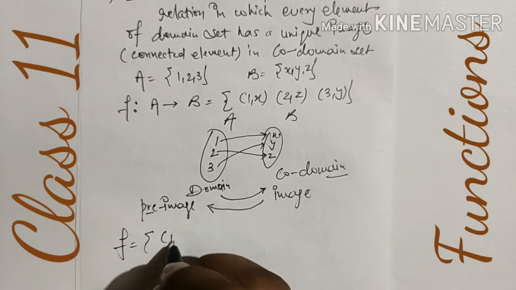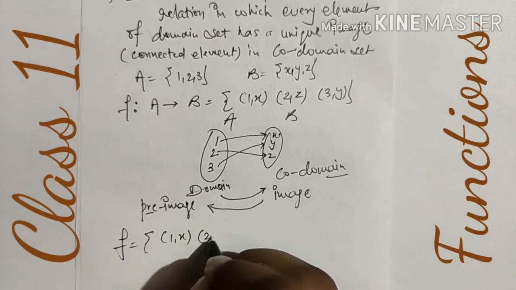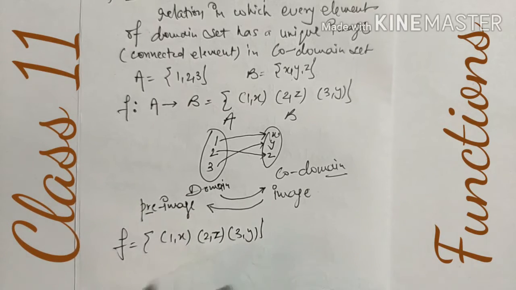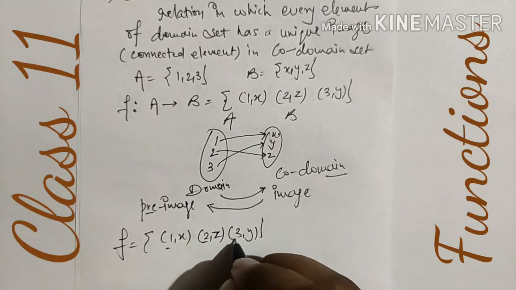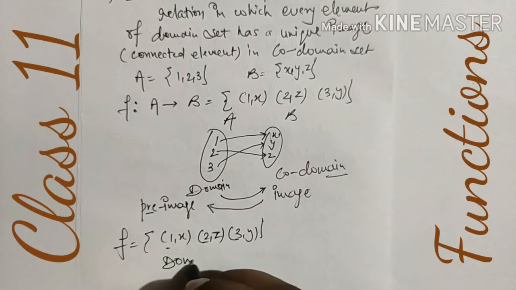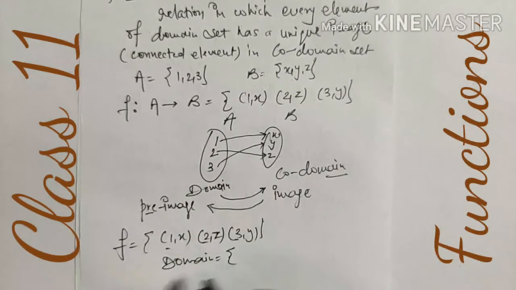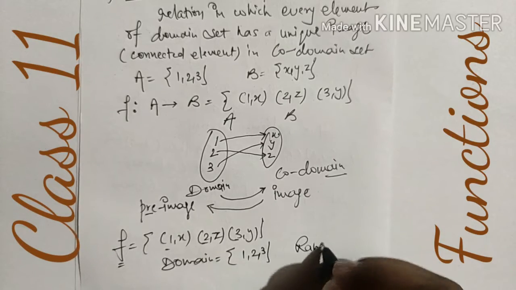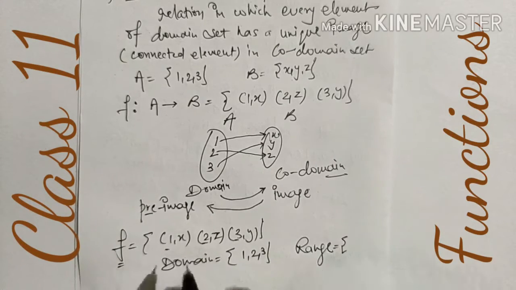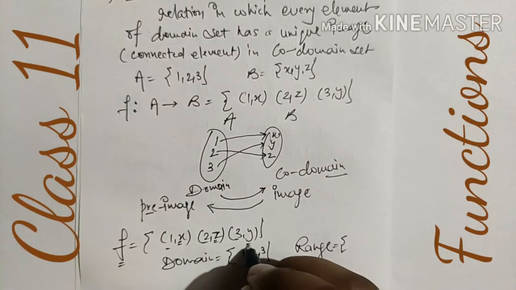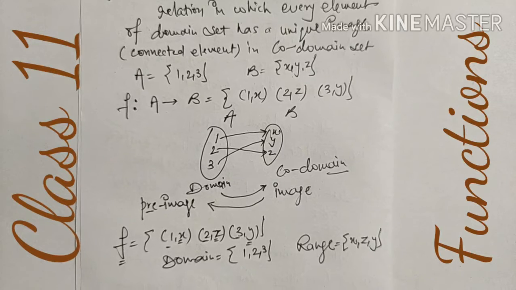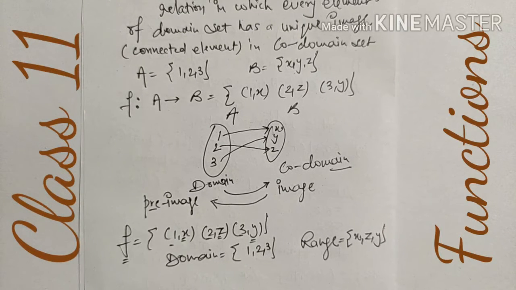Now F is represented like this: 1x, 2z, 3y in tabular form. We can say roster form. Here, from here also directly, inputs 1, 2, 3 are the domain and outputs x, z, y are known as range. We can write in sequence, otherwise as it is, no change.